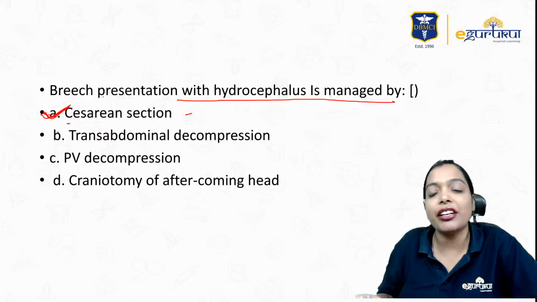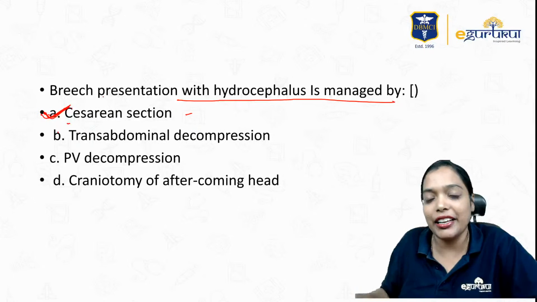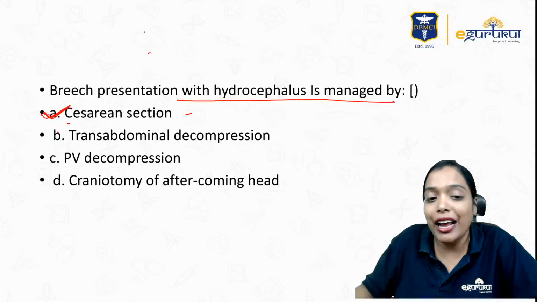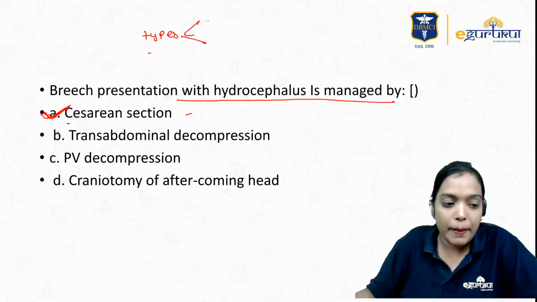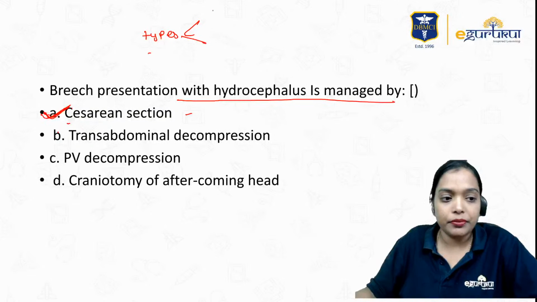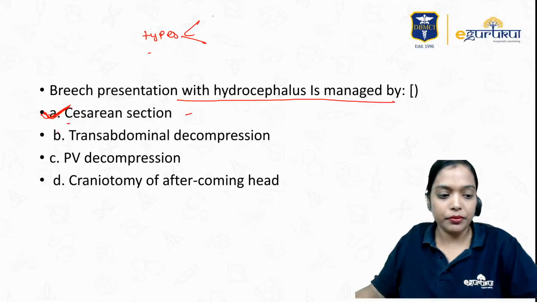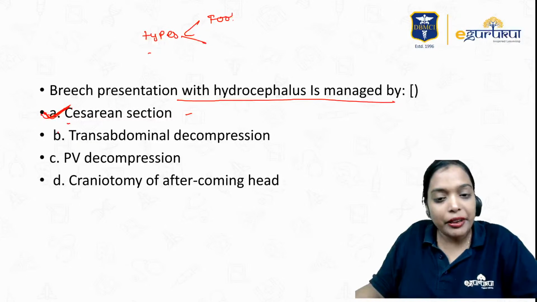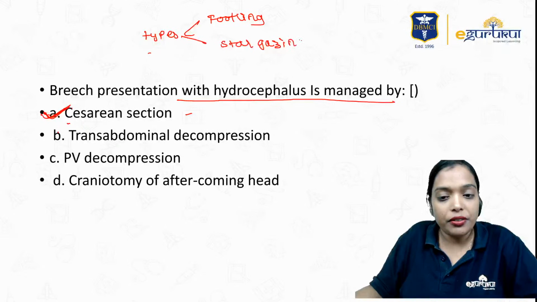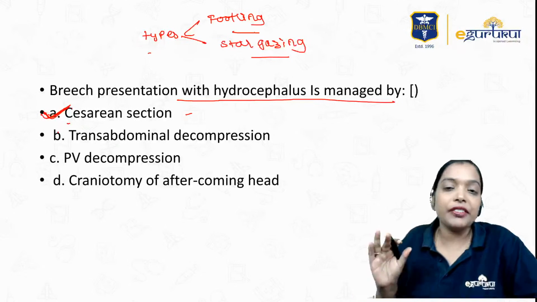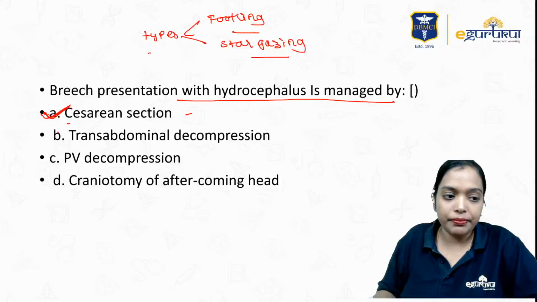What are the two other types of breech where we go for elective Cesarean section? So footling breech and stargazing breech, we go for elective Cesarean section, right?